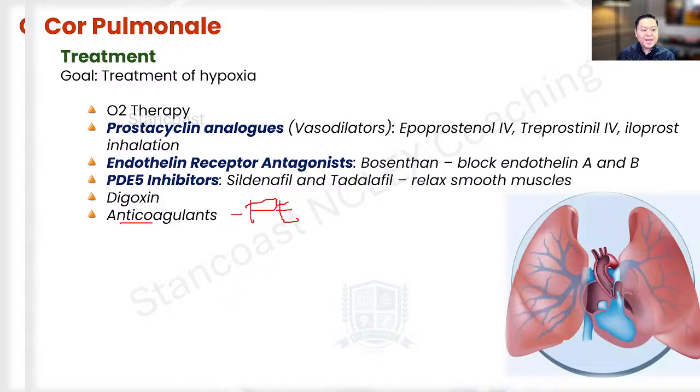Now another medication that we're going to expect in the treatment is the diuretic, and I'm talking about a loop diuretic here, furosemide.